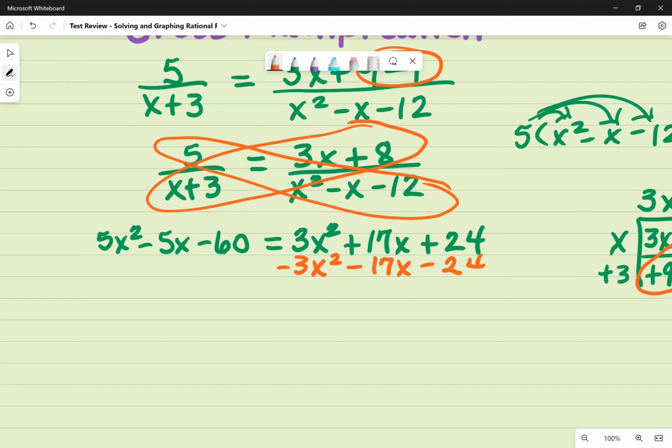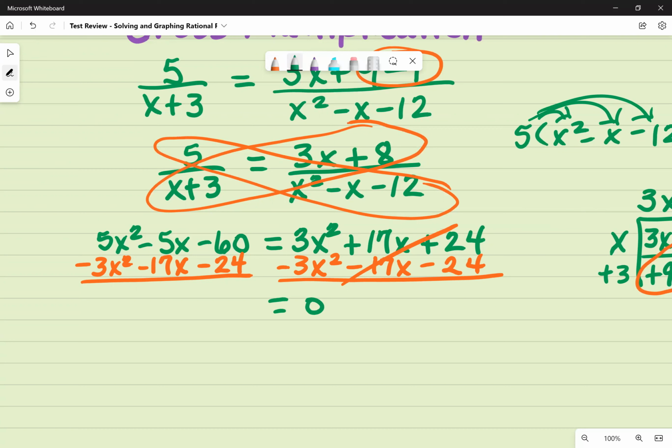What I do to one side, I do to the other. So I'm going to subtract 3x squared on this side. I'm going to subtract 17x. And I'm going to subtract 24 because I just took the inverse of all of these numbers so that I could make it equal 0. And now once I simplify all of this, what I'm going to end up with is 2x squared minus 22x minus 84.